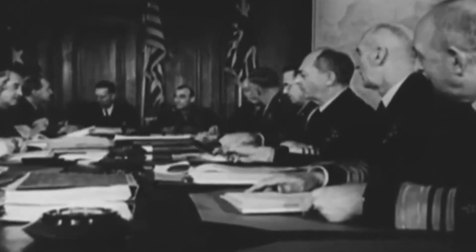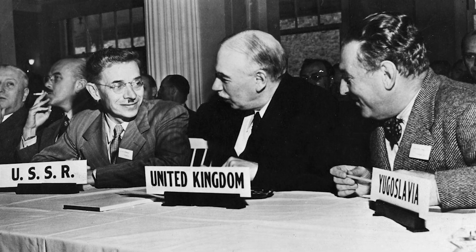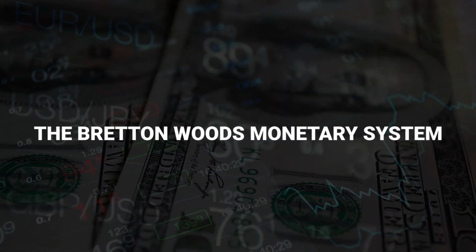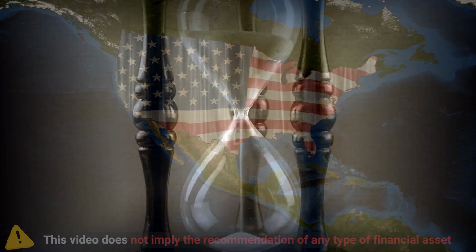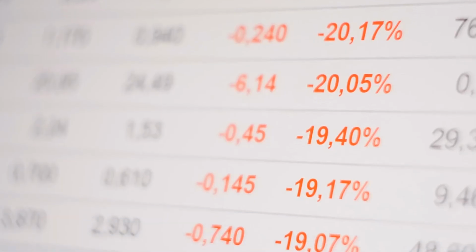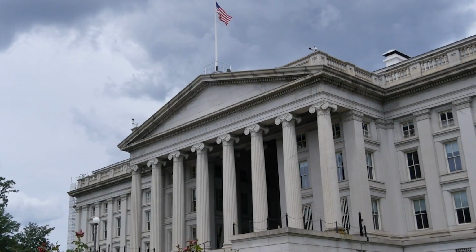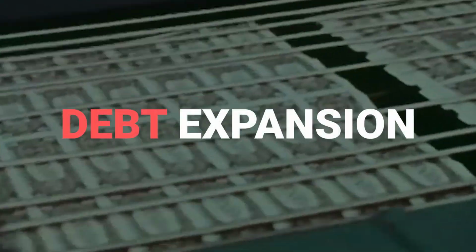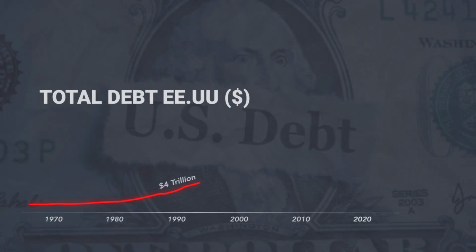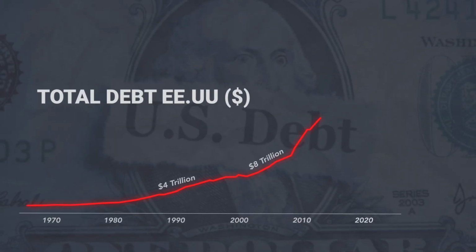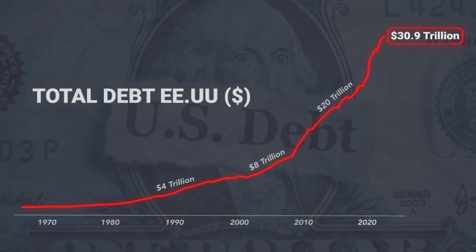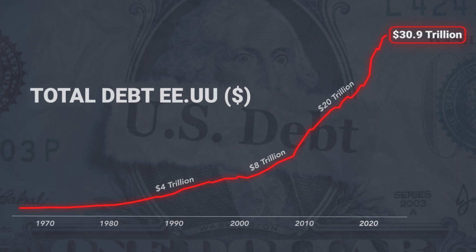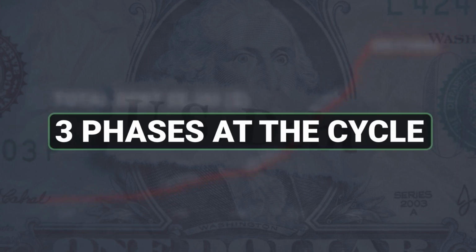In 1944, we created a new monetary system, the Bretton Woods monetary system, and that created bull markets in stocks and an American world order for the most part. There's a cycle that we're used to in which whenever you have an economic downturn, the central bank hits the gas and can create debt expansion. Total U.S. debt has not stopped growing since 1960, reaching nearly $31 trillion in 2022. And that produces an increase in demand, and that happens in 3 phases of the cycle.